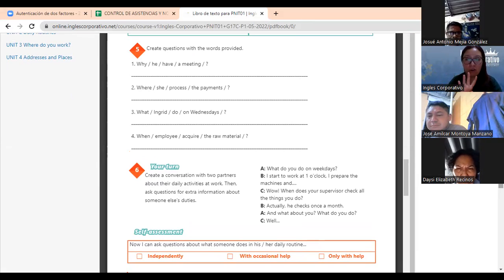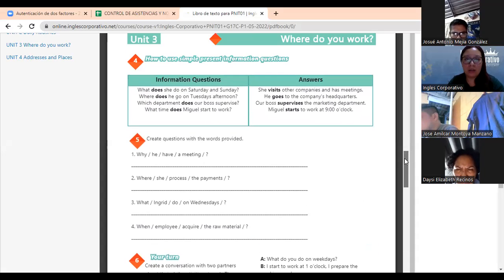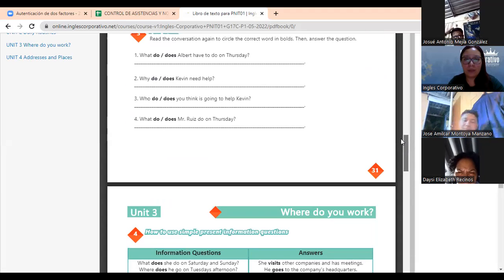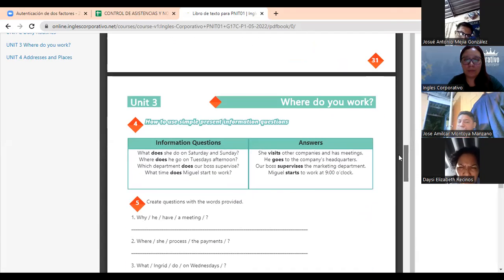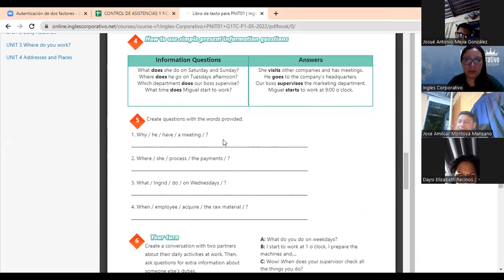Okay, so we need four volunteers in this one. Okay. Oh, wait, let me check something. Just a moment. All right, so here. We need four volunteers. Ocupamos cuatro voluntarios. Tienen que poner en orden las palabras para crear la pregunta y la van a tratar de contestar, ¿de acuerdo? Igual yo les voy a estar ayudando in case that you need it.